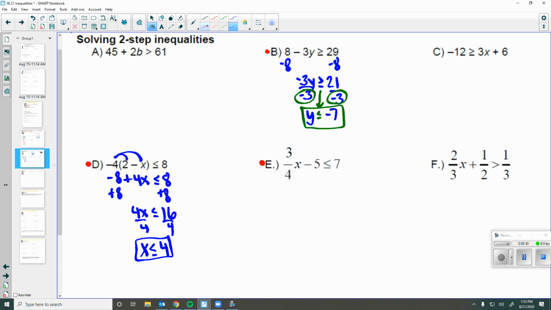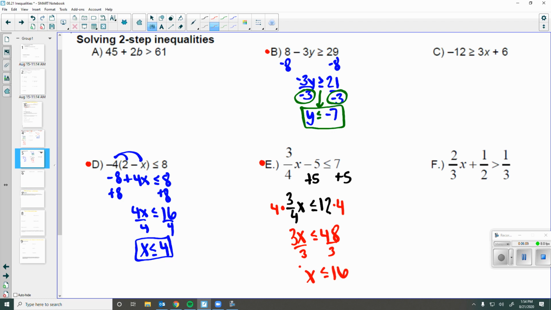On the last one, we're going to go through the steps of getting rid of the constant first, and then we'll get rid of the fraction. So adding 5 to move that constant to get 3/4 x is less than or equal to 12. From there, we want to get rid of the fraction, so multiply by the denominator. So 3x is less than or equal to 48. And dividing by 3 as our last step. Again, all of that is positive, so we don't even have to think about a flip. And here's our answer.